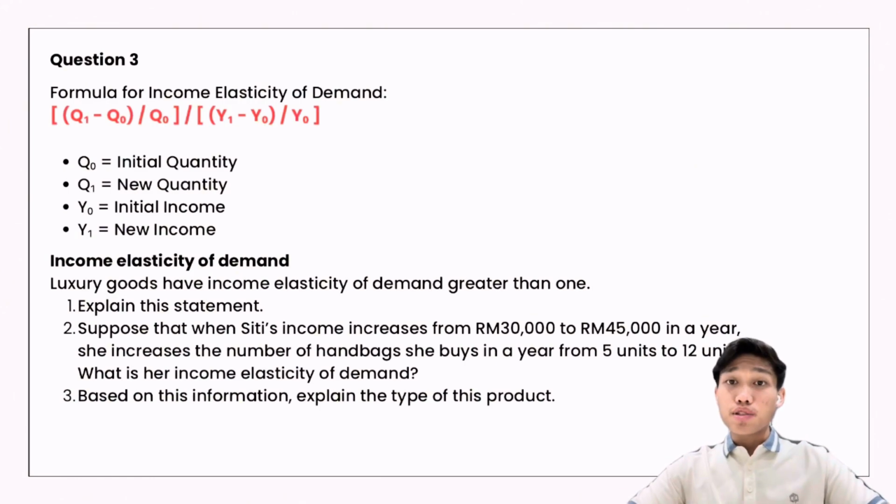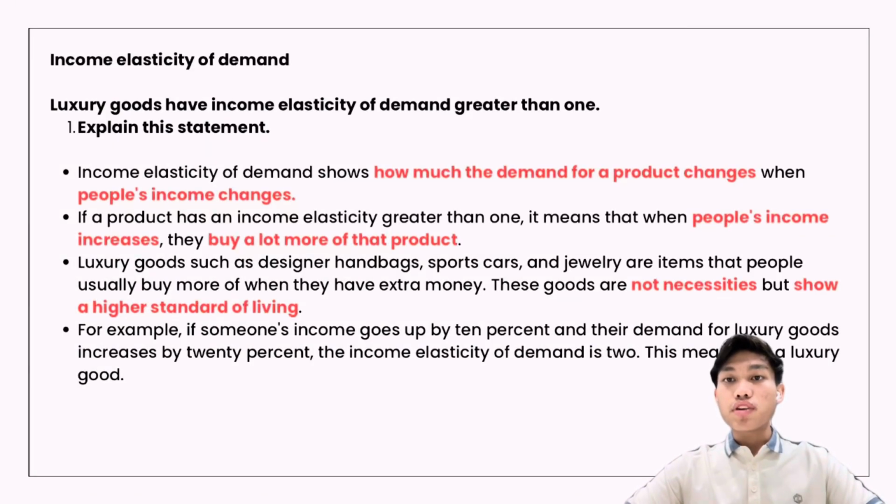Hello, everyone. Let's explore the concept of income elasticity of demand and apply it to a real-world example. We will be working with the key statement: luxury goods have an income elasticity of demand greater than 1. But what does that actually mean? Simply put, income elasticity measures how sensitive our spending on a product is to changes in our income. If this measure is greater than 1, it means that when income increases, the demand for the product rises at an even faster rate. These products are classified as luxury goods.